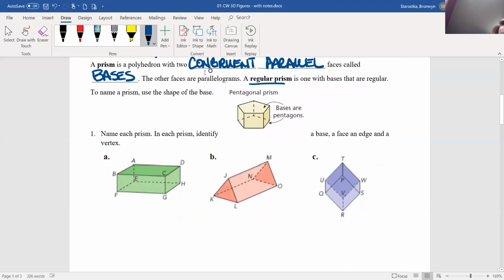So when we look at this example right here, you can see that the two congruent parallel bases are those pentagons. So we would name it by those pentagons. We're going to call this a pentagonal prism. And notice that the bases are regular pentagons and the faces are rectangles.